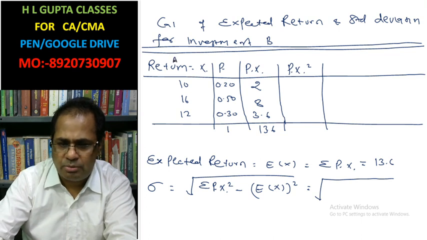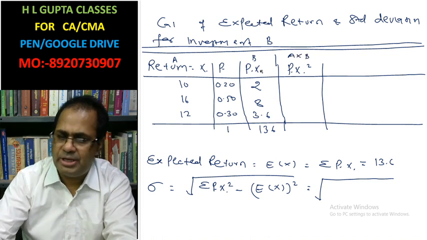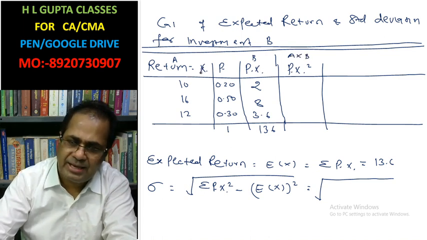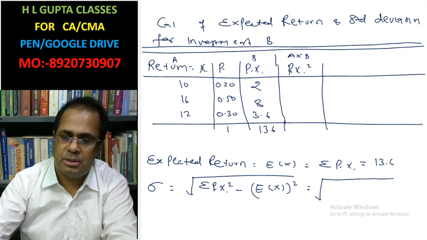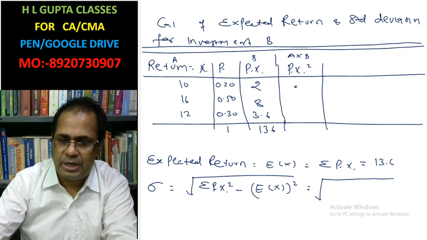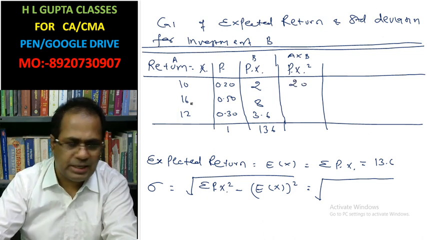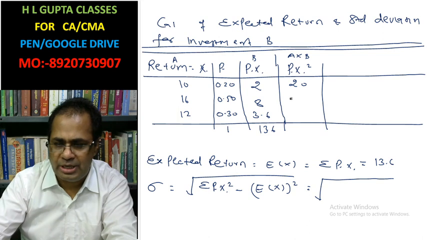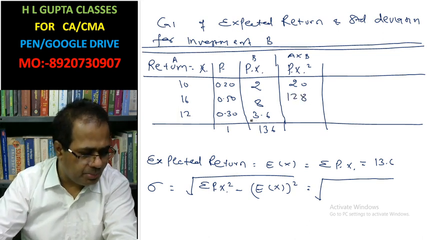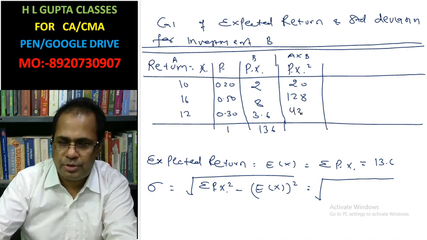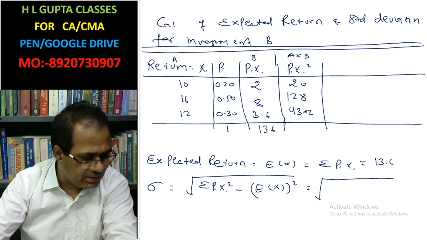In this, suppose this is A and this is B. A into B, because PiXi is already here and by multiplying by X, it becomes PiXi square. This is X square of just X. Then 10 into 2 is 20, 16 into 8 is 128, 12 into 3.6 is 43.2.